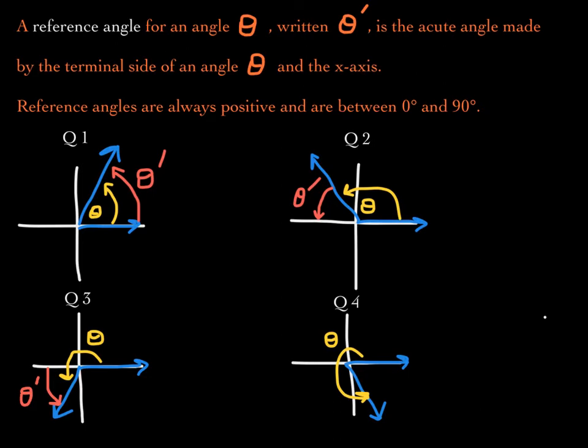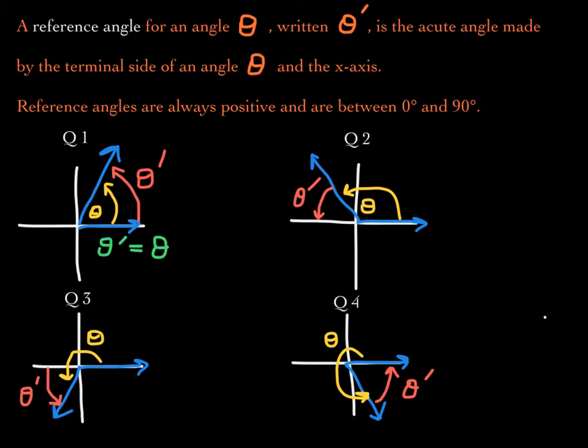Finally, in quadrant 4, the reference angle is from the terminal side to the x-axis. That's theta prime, the reference angle. Now, how are we going to find the measure of theta prime? For quadrant 1, it's pretty simple. Since theta and theta prime are the same in quadrant 1, theta is equal to theta prime.